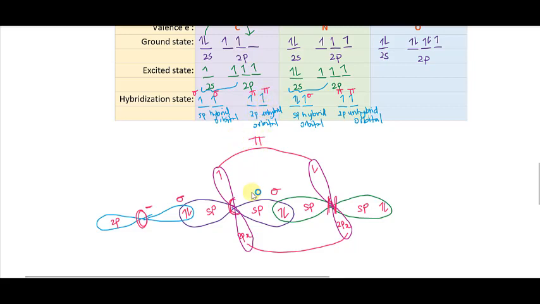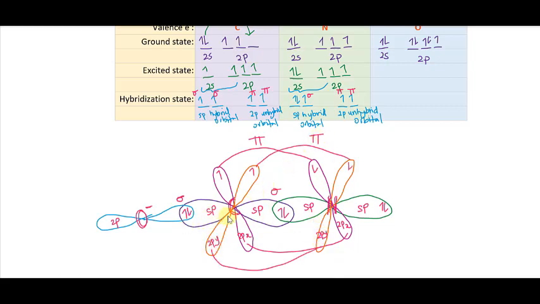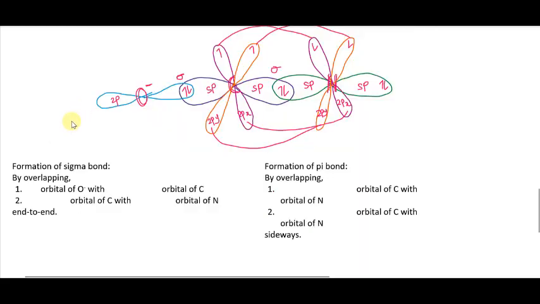And then we have another 2p unhybrid orbital of carbon overlapping with another 2p unhybrid orbital of nitrogen. The first one is 2px, so we put this one as 2py. Now we have 2 sigma bonds and 2 pi bonds for carbon, 1 sigma bond and 2 pi bonds for nitrogen. So now let's explain the formation of sigma and pi bonds in OCN minus.